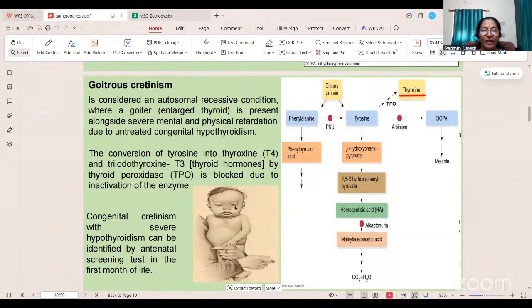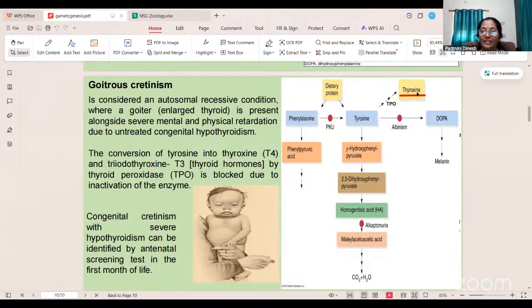In the same way, here again, this is an autosomal recessive condition where the goiter is present because of the tyrosine over here. Because when tyrosine is metabolized to DOPA, DOPA gives melanin, so the patient is not having albinism. In the same way, this tyrosine has to be metabolized to thyroxine with the help of thyroid peroxidase enzyme. TPO is a thyroid peroxidase enzyme. Now, this helps in metabolizing tyrosine to thyroxine.